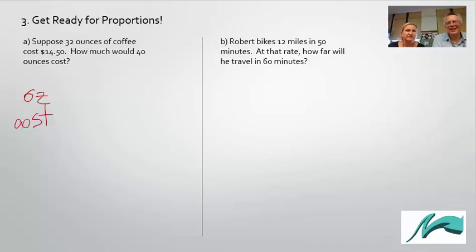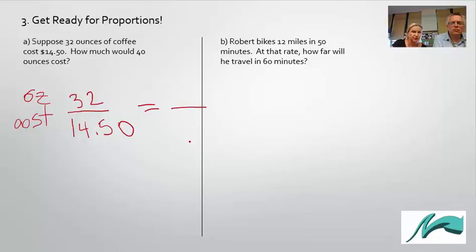In this problem, I have two quantities. I'm going to set up my proportion using the ounces and the cost. So OZ represents the ounces. I have 32 ounces, and the 32 ounces cost $14.50, equals, let's set up the second part of the proportion.